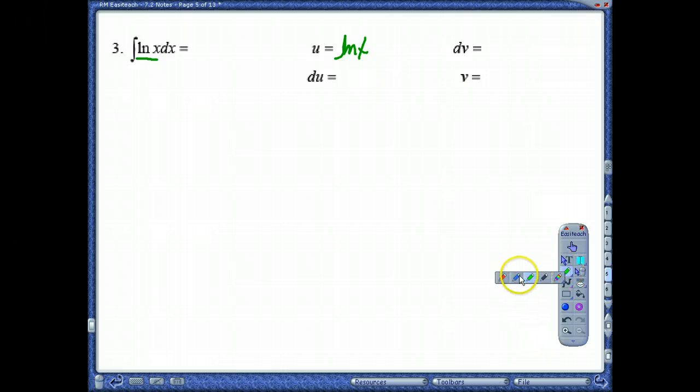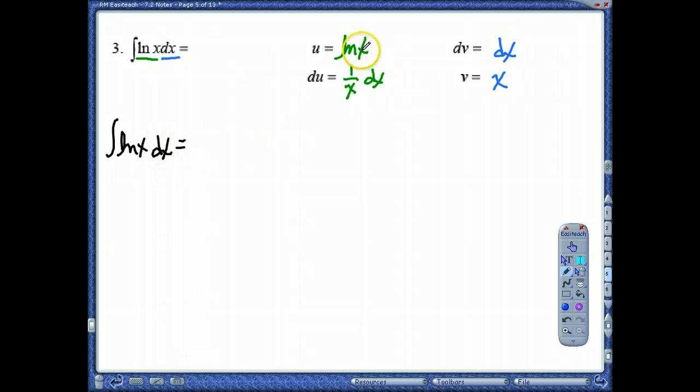Now, the problem, and it's really not a problem, is all you have left over is dx. So that gets to be your dv. Well, natural log of x, I can differentiate that. That's 1 over x dx. I can integrate dx. That's just going to be x. So when I rewrite this integral, the integral of natural log of x dx is going to equal u times v, so x natural log of x minus the integral of v du.